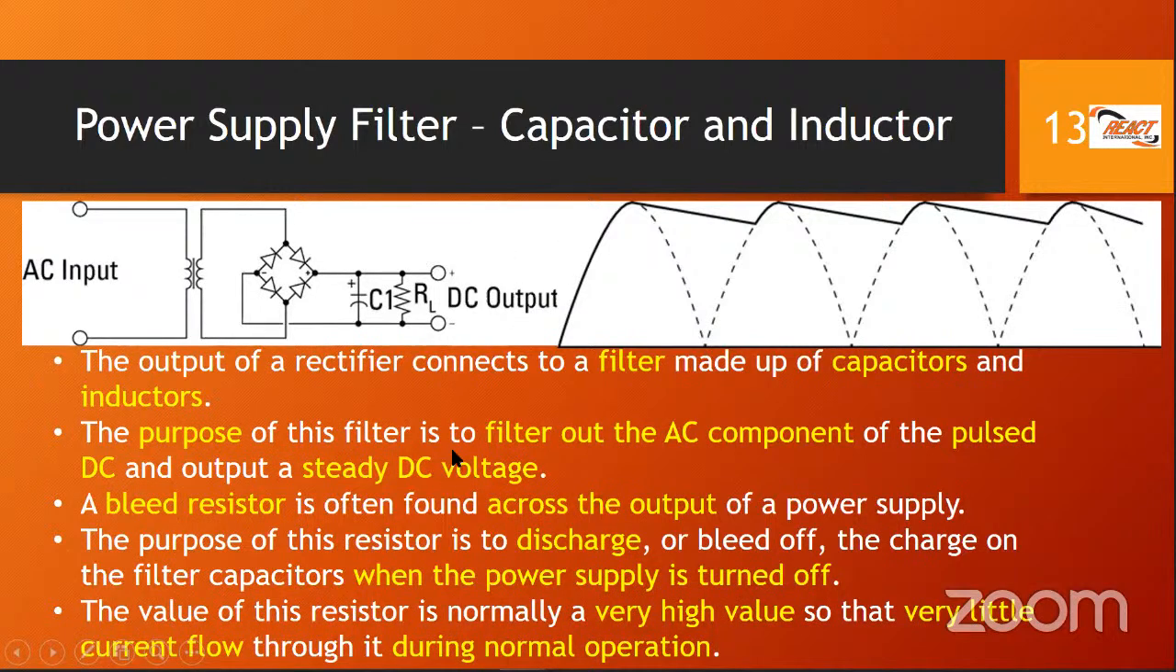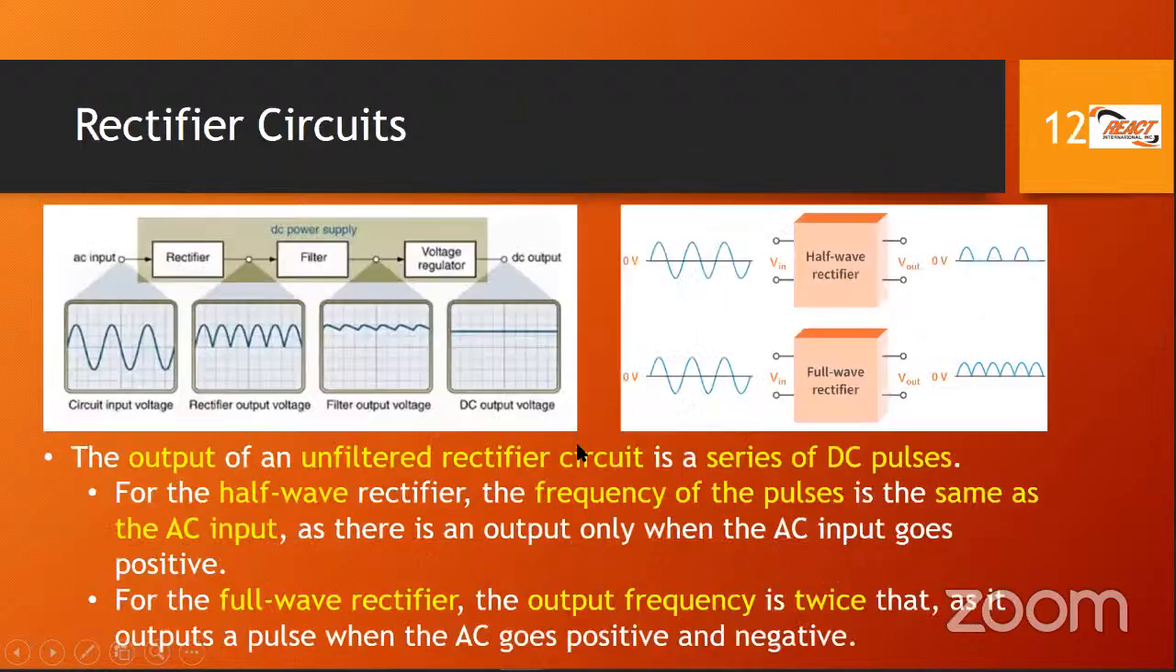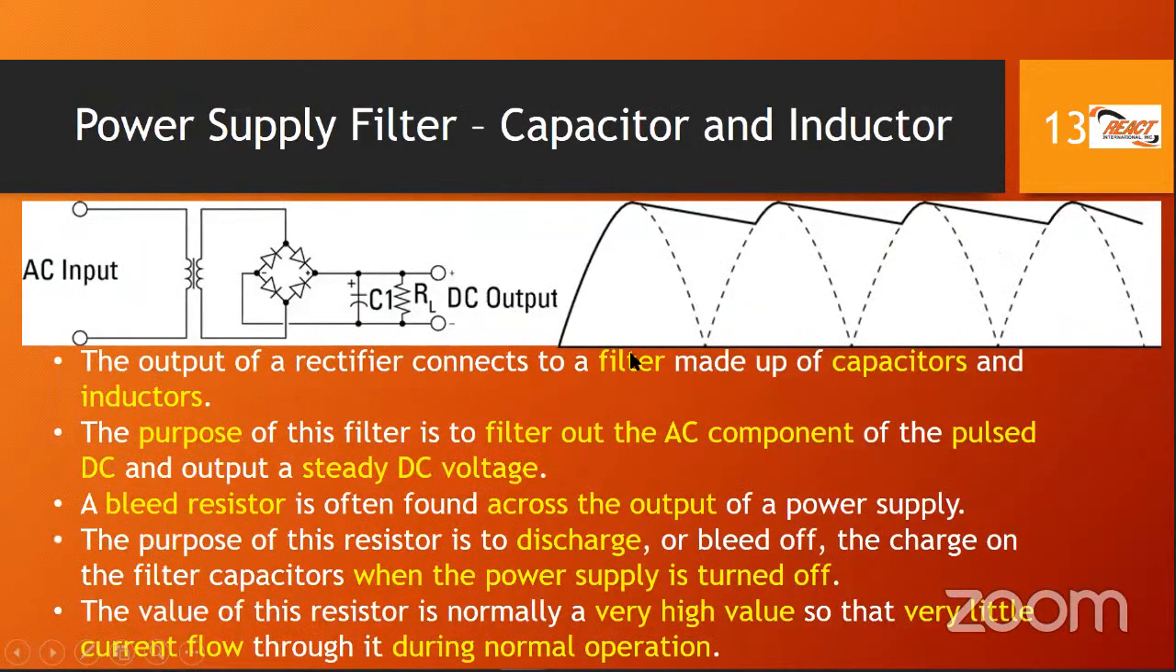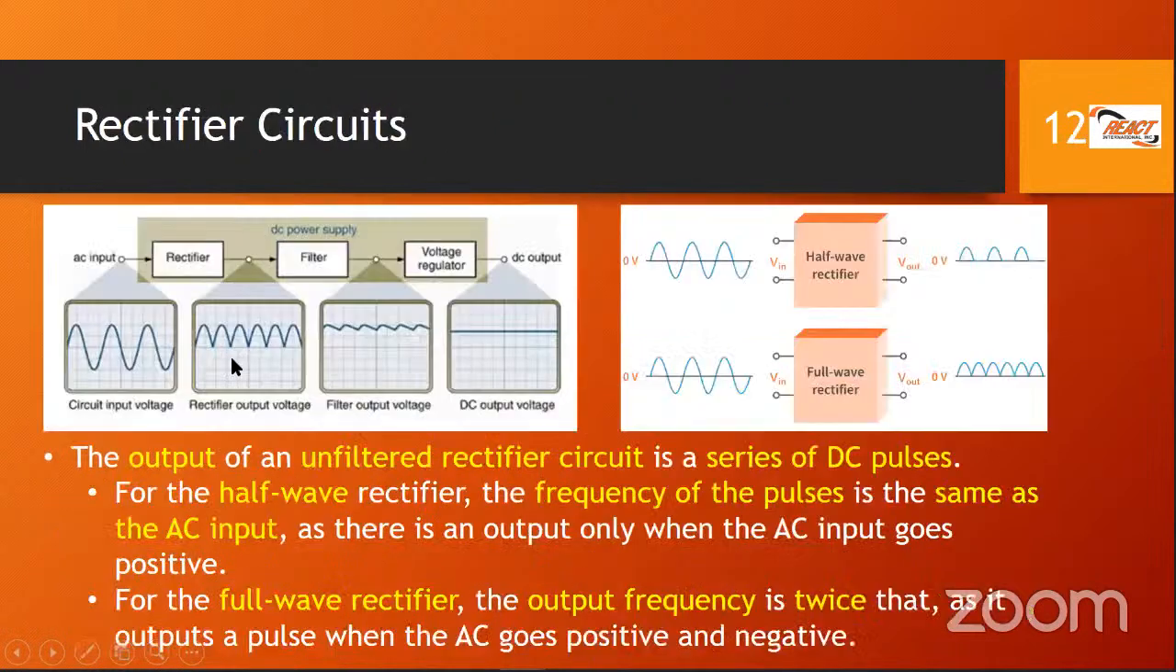What we need to be aware of is that inside the power supply, we have capacitors and inductors as well. After the rectifier stage, and let's just go back here, we have a filter stage. So this is AC coming in. The rectifier turns it into pulsing DC. And then we have a filter stage that smoothens it a bit and takes out the AC component. The output of the rectifier circuit connects to a filter, made up of capacitors and inductors. So right after the rectifier, you have the filter stage.